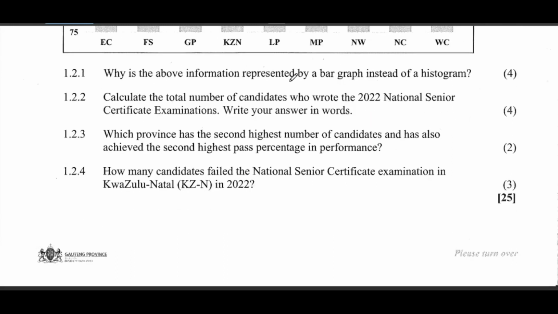Why is the above information represented by a bar graph instead of a histogram? Number 1, presented by a bar graph because it's discrete and not continuous. It's counted, not measured. Together, that's why we are using a bar graph.